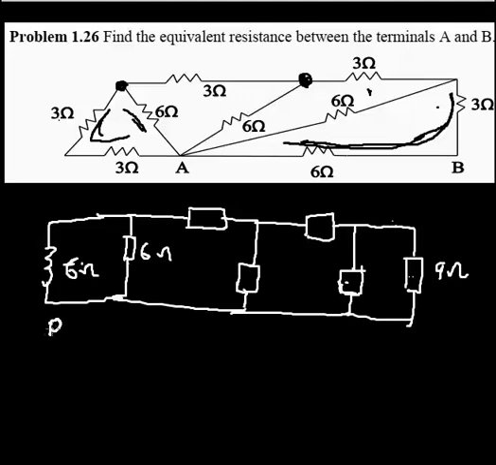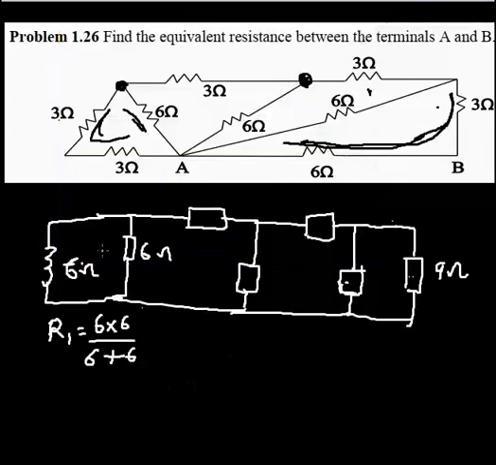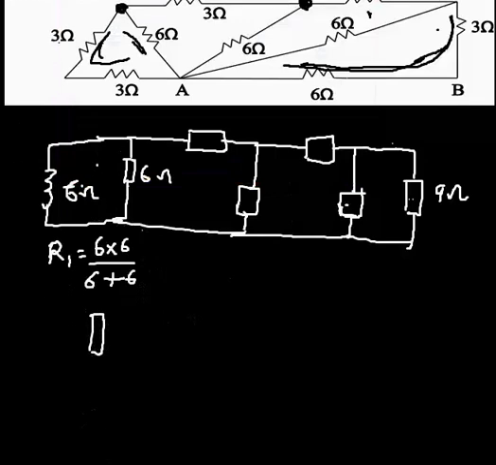The total, let me call that R1. That's going to be equal to 6 times 6, product all over sum, divided by 6 plus 6. 6 times 6 is 36, then divided by 12. 36 divided by 12, that gives me 18. That means I've resolved this. The whole of that is 18. So I can redraw that. This two 6 ohm are parallel. If I resolve it, it gives me 18 ohms.